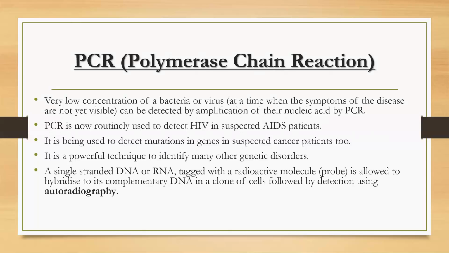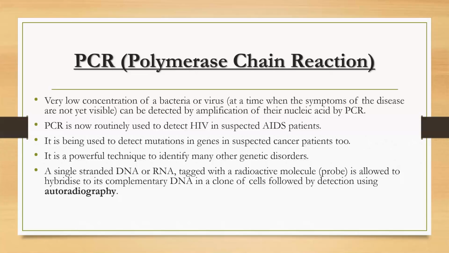A single-stranded DNA or RNA tagged with a radioactive molecule probe is allowed to hybridize to its complementary DNA in a clone of the cells, followed by detection using autoradiography. So this is the step involved in DNA profiling or the DNA fingerprinting technology. So that is explained in another chapter, that is molecular basis of phenotypes. Okay, so that chapter is the base for this particular chapter, for biotechnology chapter. Anyhow, the autoradiography is a step involved in DNA profiling or DNA fingerprinting technology.